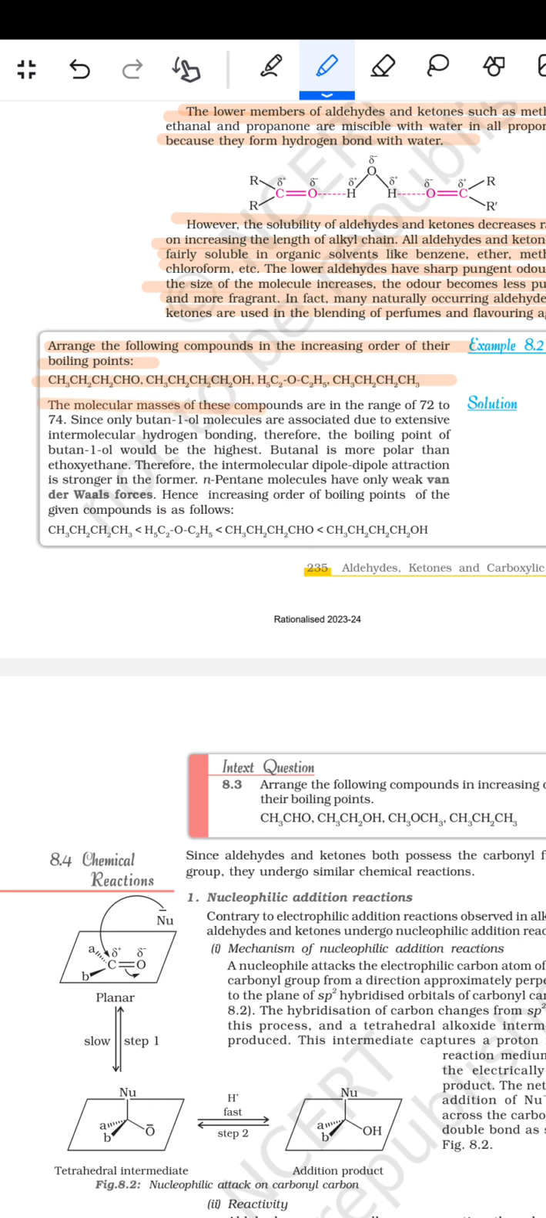So the molecular masses of these compounds are in the range of 72 to 74. Since only butan-1-ol molecules are associated due to extensive intermolecular hydrogen bonding, the boiling point of butan-1-ol would be the highest. Butanal is more polar than ethoxyethane. Therefore, the intermolecular dipole-dipole attraction is stronger in the former. n-Pentane molecules have only weak van der Waals forces. Hence, the increasing order of the boiling points of the given compounds is as follows.